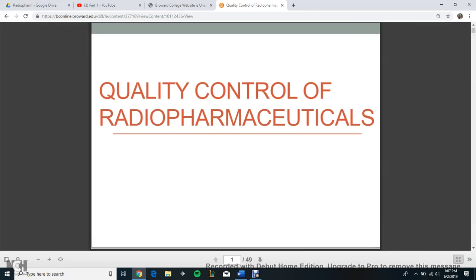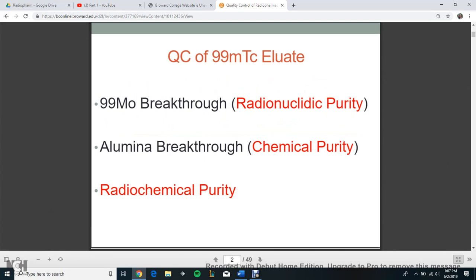Quality control of radiopharmaceuticals. Quality control of Tech-99 eluate. Moly breakthrough is the radionuclidic purity. Alumina breakthrough is chemical purity. There's also radiochemical purity.